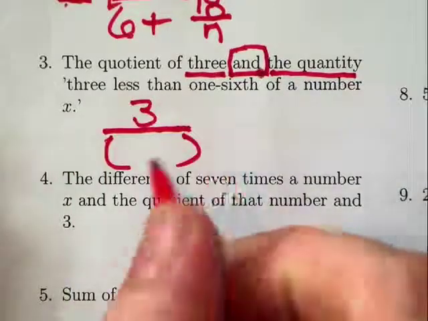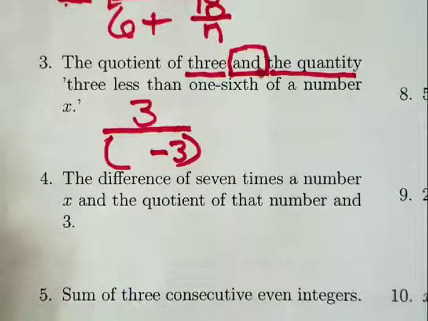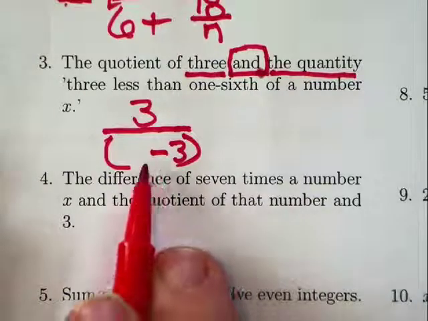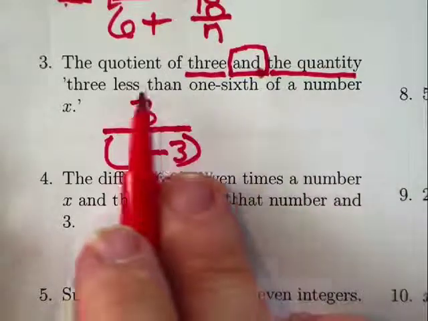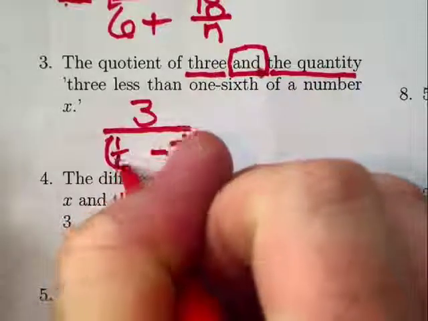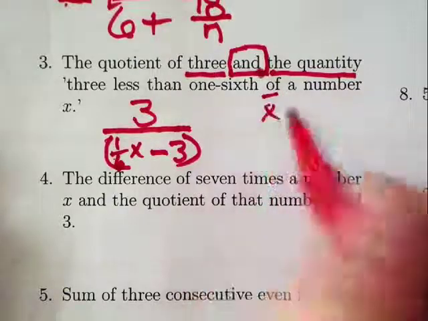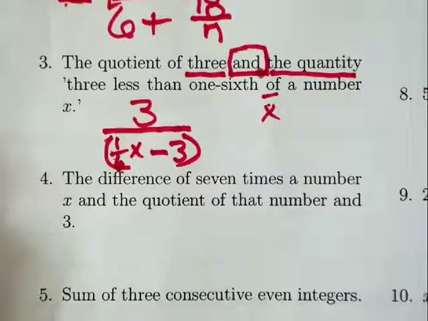3 less than. Now when you say 3 less than, it actually means to put minus 3 at the end of the problem. Let me give you an example. If I have $5 and you have 3 less than me, you would have $2 because that would be 5 minus 3. Okay, so the 3 goes at the end. 3 less than 1/6 of a number x. Of means multiply. Okay, of means to multiply. So we have 3 over 1/6 x minus 3.